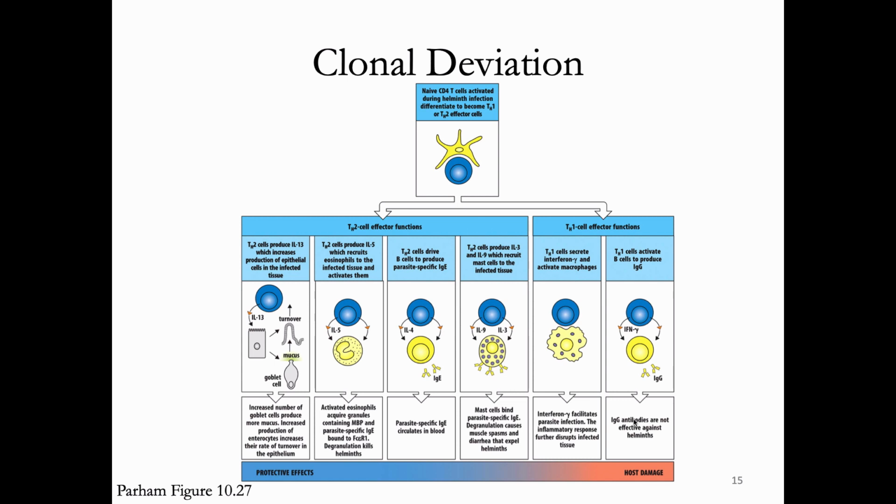And so the idea with clonal deviation is that for every particular type of response to some antigen, in this case the helminth antigen, one type of T cell will give you a protective effect, whereas another type of T cell will give you a damaging effect. And so the idea with clonal deviation is that T cells are pushed towards protective or non-damaging responses instead of being pushed towards damaging responses, based on the types of cytokines that are produced.